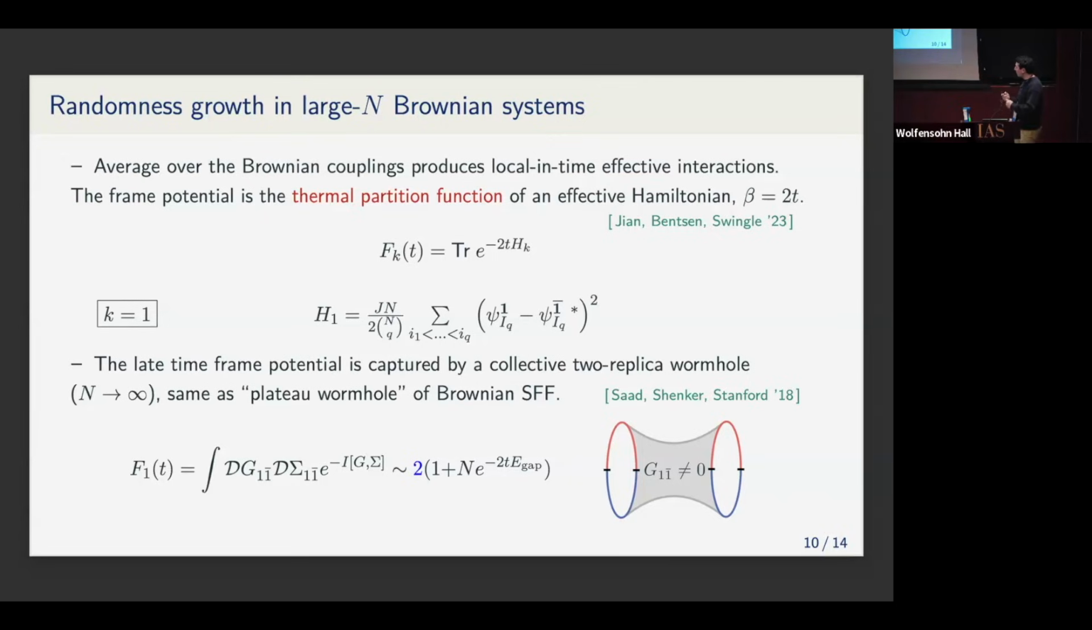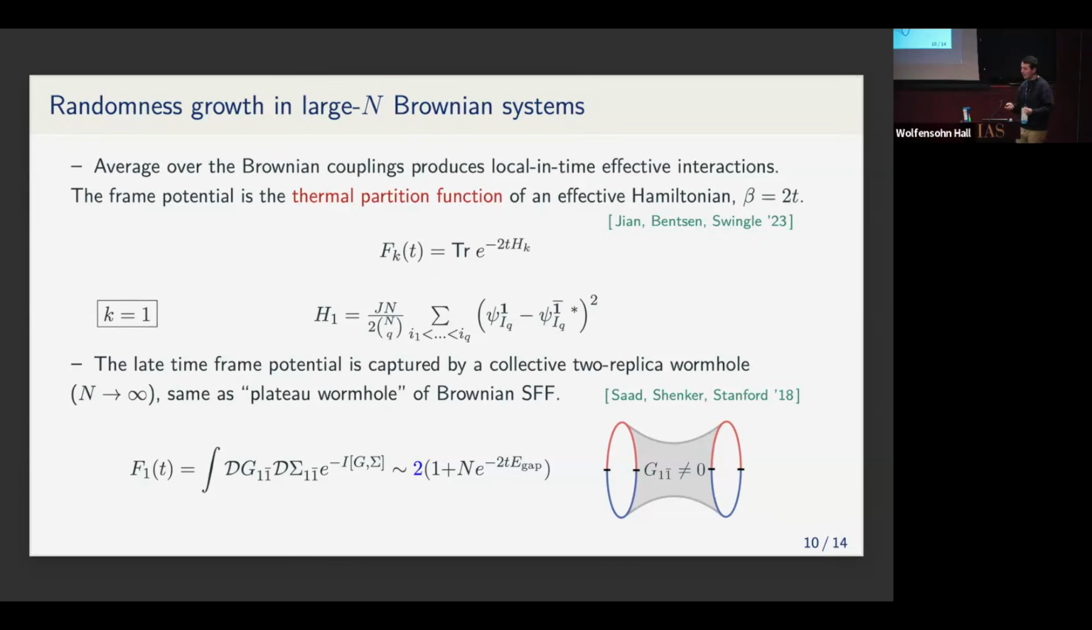And in fact, this wormhole is the same as the plateau wormhole of the Brownian spectral form factor, because essentially at infinite temperature, F1 of t is a time-dependent version of the spectral form factor. This wormhole was written in this paper by Sasieta and Stanford. So this wormhole produces this value for the frame potential at late times. Let me now explain what this value is.